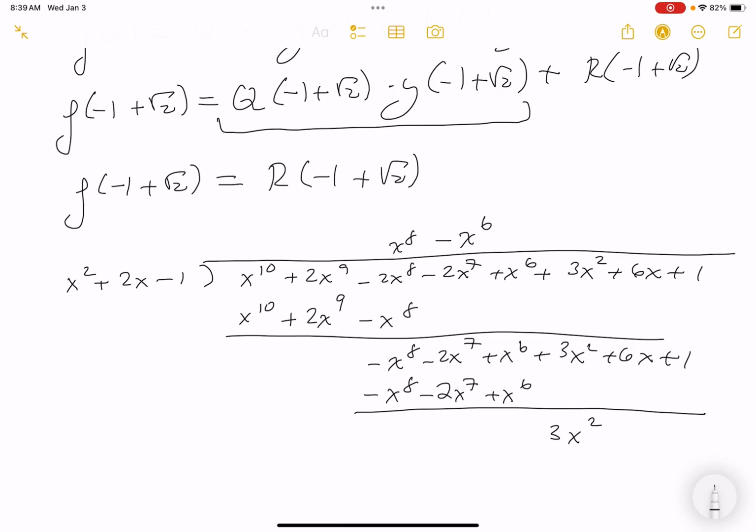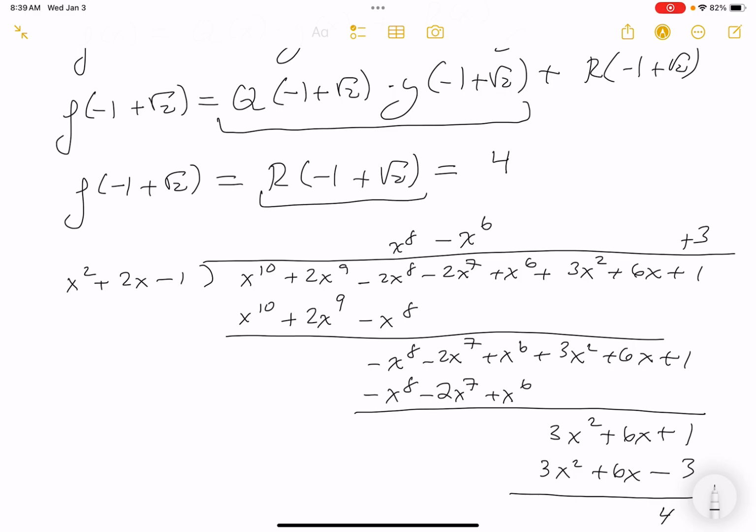What do you get there? 3x squared plus 6x plus 1 plus 3. Let's see what happens. 3x squared plus 6x minus 3, and the remainder is 4. This is going to evaluate to 4. The remainder is 4. What's this function going to evaluate to? The number 4, and we're done. Thank you.